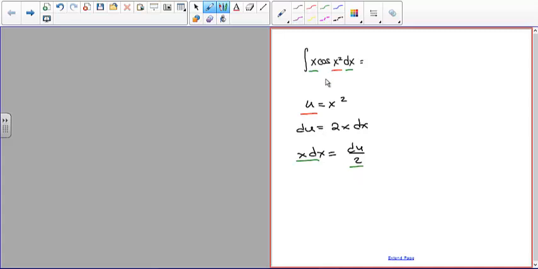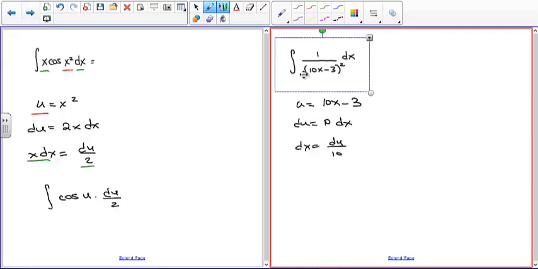Okay, so now we're going to make the substitutions into the original equations. We're going to rewrite the original equation in terms of u. So in this case, the cosine of x squared becomes the cosine of u. And the green part, x dx, becomes du divided by 2. So that's the next step, just to make the substitutions. Don't rearrange anything at this point. So here, for dx, we'll put du over 10. For 10x minus 3, we'll put u.